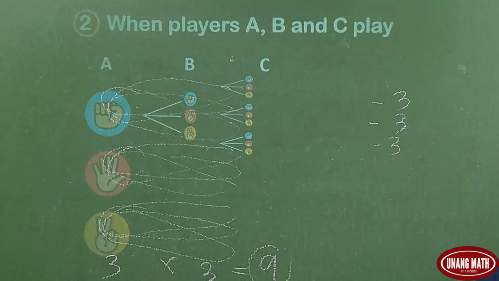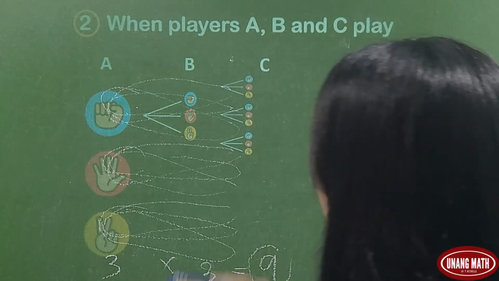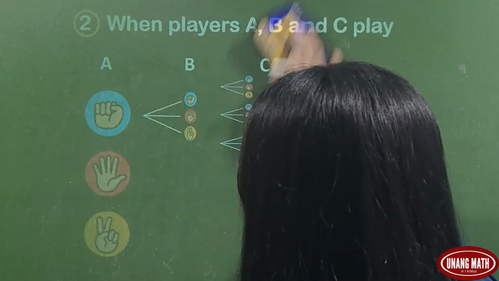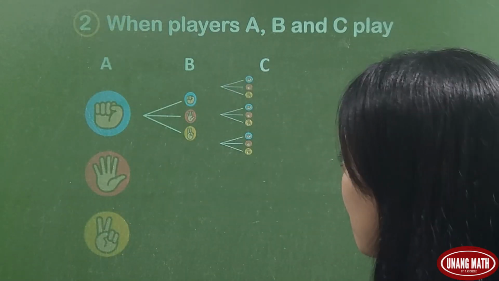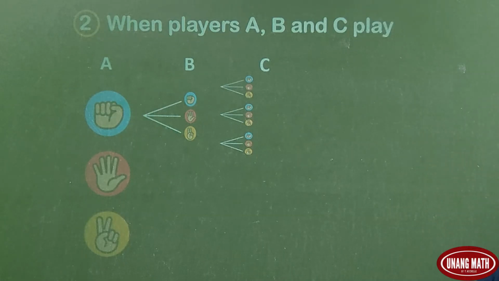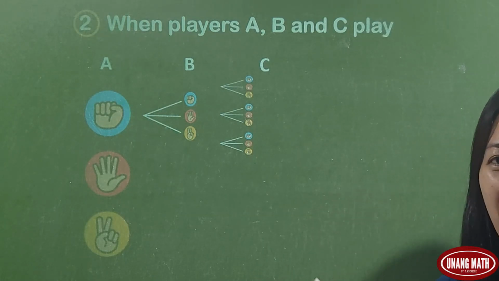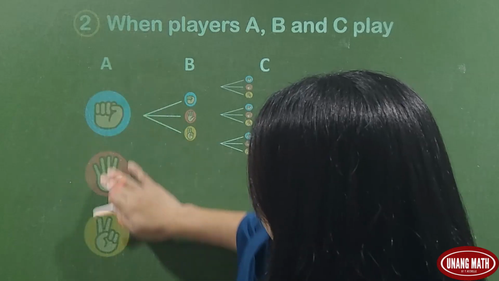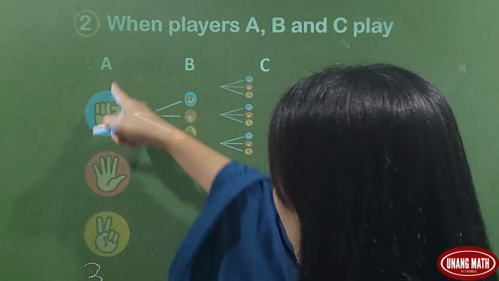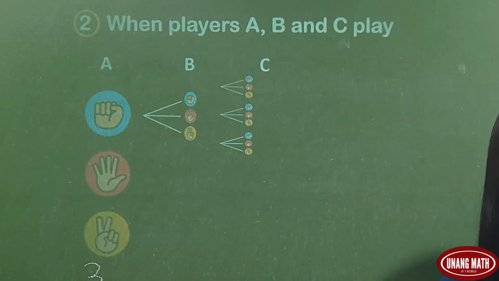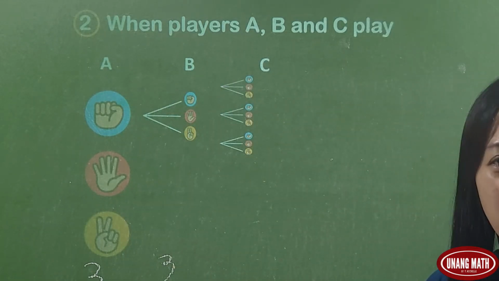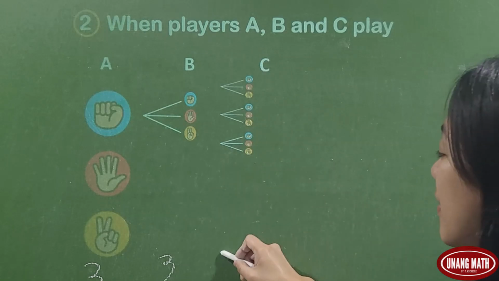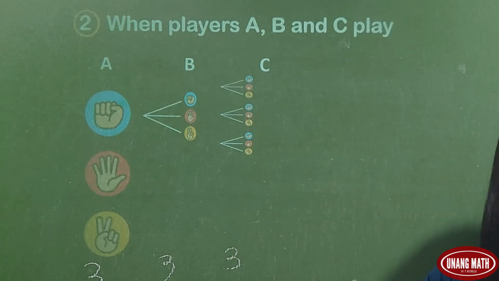Okay, this time, 3 players. 3 players are playing rock, paper, scissors. We have here player A, B, and C. And again, since they're playing rock, paper, scissors, the outcome for player A is 3, or there are 3 outcomes. For player B, also 3 outcomes. Player C, it's also 3 outcomes.